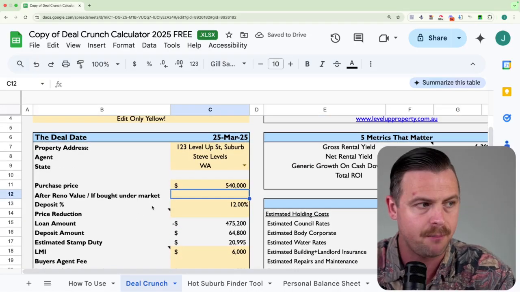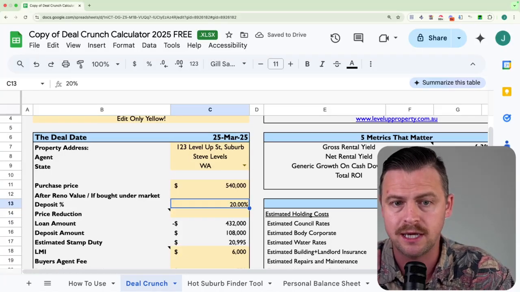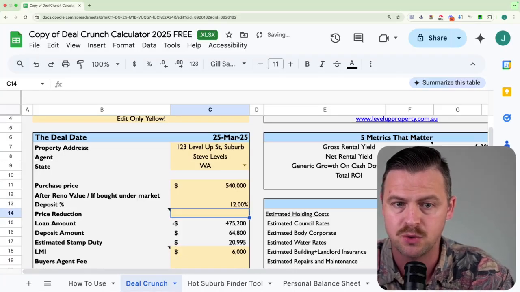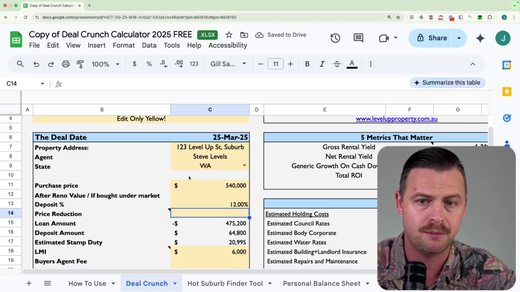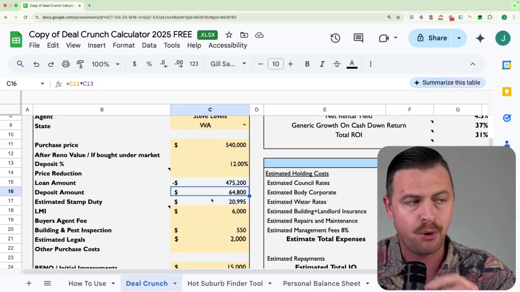And I might just leave that blank for now. Deposit, just so you know, you don't need a 20% deposit. You can get away with a 10% deposit. You can get away with a 12% deposit. Speak with a qualified broker to give you that advice. That tells you how much loan you have, what the deposit amount will be.